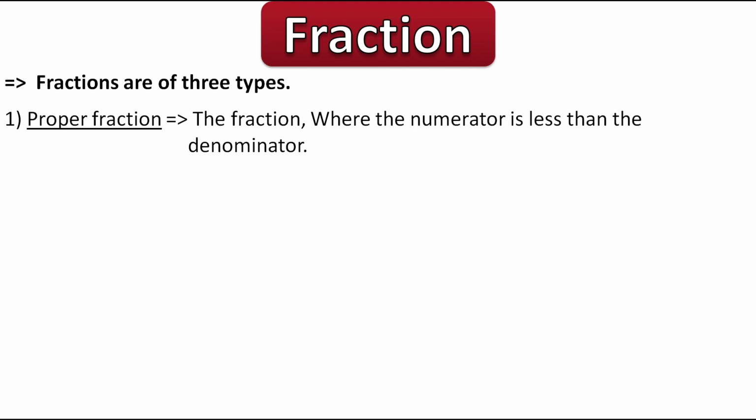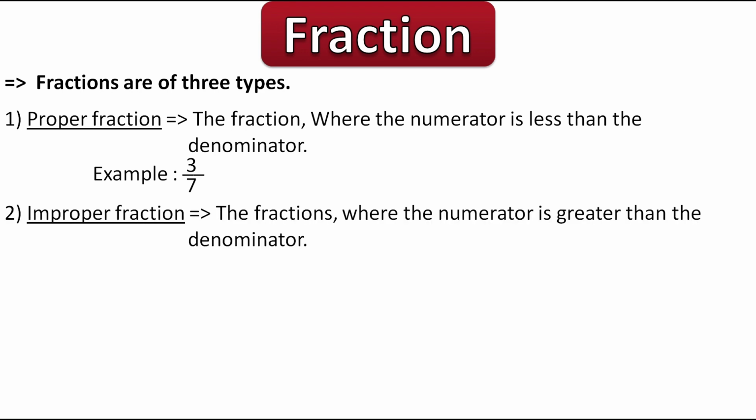For example, 3 upon 7. Now here 3 is less than 7. So this fraction is called a proper fraction. Now the next type is improper fraction. The fractions where the numerator is greater than the denominator. Now it is the opposite of proper fraction. If the number which is placed at the numerator is greater than the denominator, then that fraction is called an improper fraction.